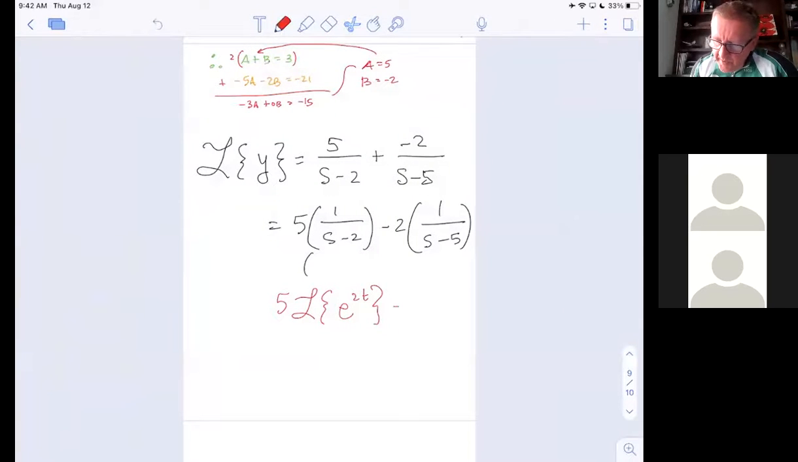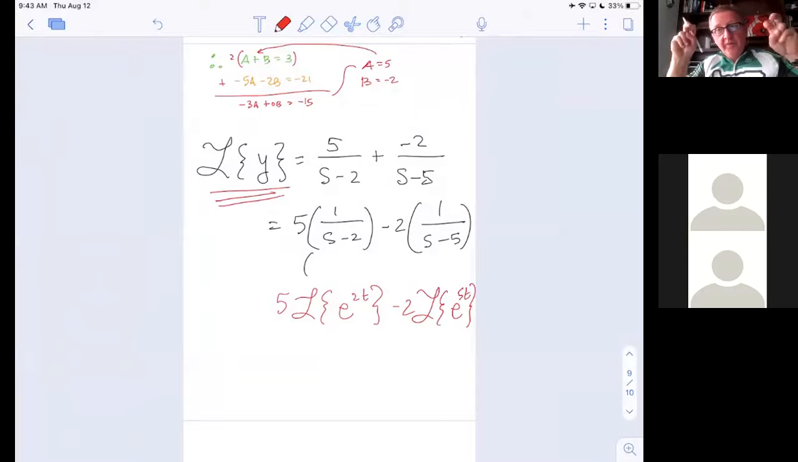And isn't this second one minus 2 times the Laplace transform of e to the 5t? And so if that's equal to the Laplace transform of y, then doesn't that mean, if I sort of get rid of the Laplace transforms, remember how I took the Laplace transform of both sides and everything was Laplace transformed? Well, isn't that what I have now? Like Laplace transform of junk equals Laplace transform of junk minus Laplace transform of junk.